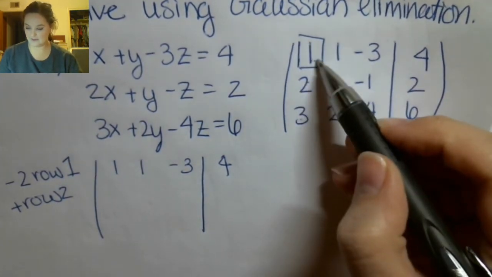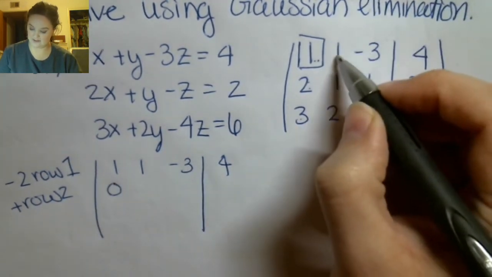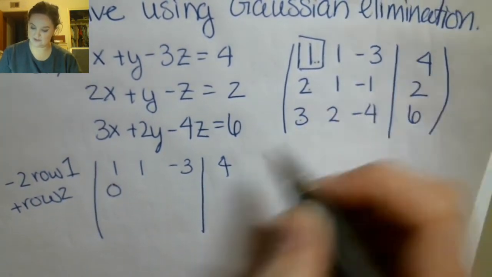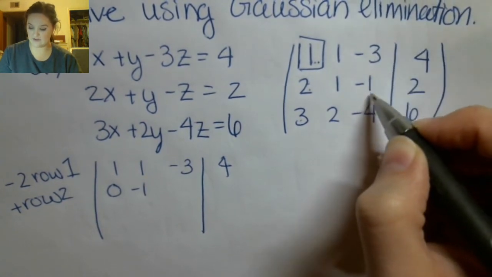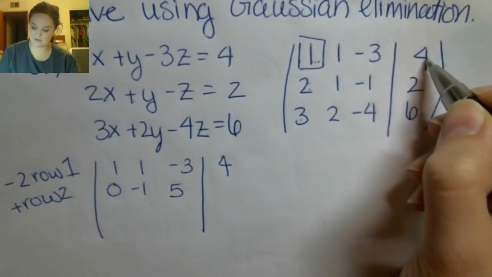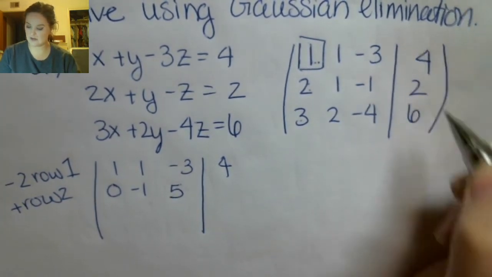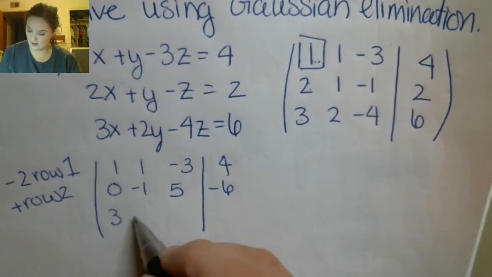So -2 times 1 is -2, plus 2 is 0. -2 times 1 is -2, plus 1 is -1. -2 times -3 is +6, plus -1 is 5. -2 times 4 is -8, plus 2 is -6. Okay, and then I'm just going to copy my last row.